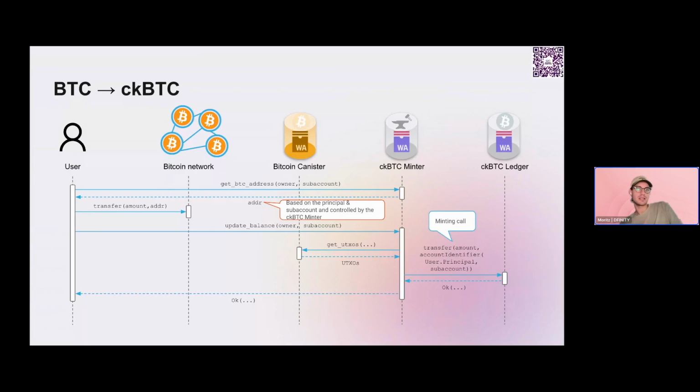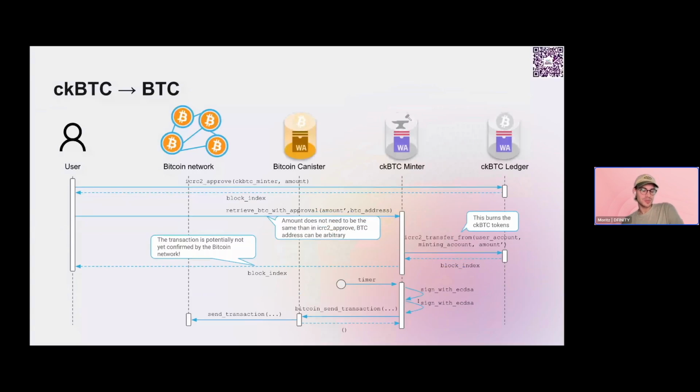And then basically upon seeing new UTXOs, the ckBTC minter initiates a transfer on the ckBTC ledger, and the transfer is basically a minting call. So this way, fresh ckBTC are created and transferred to you, to your internet identity, internet computer address or account, so to say.